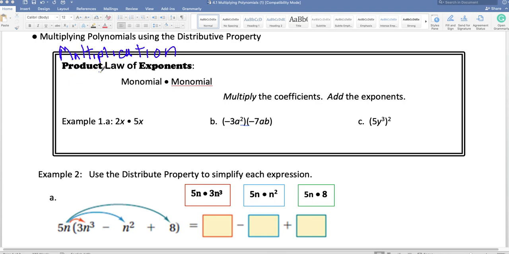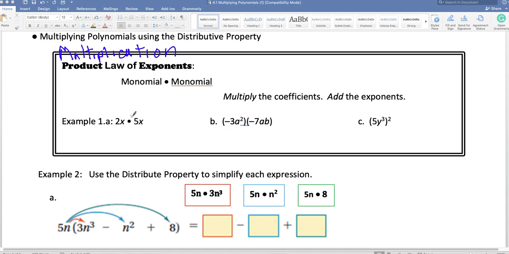The product law is about multiplying a monomial times a monomial. How you handle this involves the law of exponents. When you multiply a monomial times a monomial, you do simply this: you multiply the coefficients, but you add the exponents. So here's my first example.